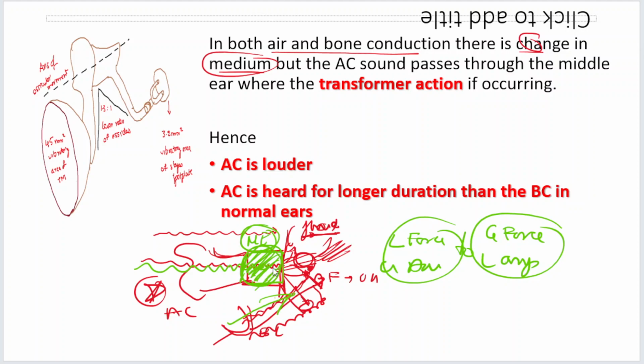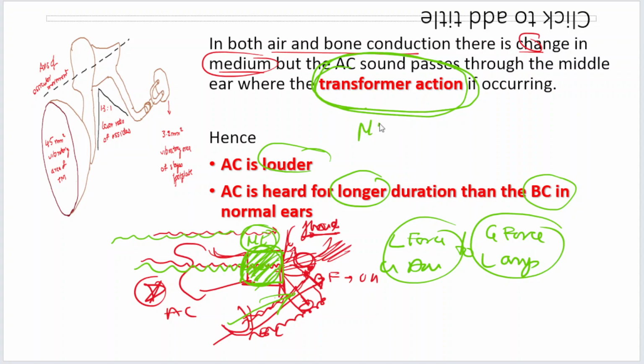So because of this, the sound that is coming through the air conduction pathway is heard louder and longer compared to the bone conduction, only because of the transformer action of the middle ear. The middle ear transformer action is changing a sound of lesser force and greater amplitude to greater force and lesser amplitude. So that is why air conduction is louder. Air conduction is heard longer than bone conduction. And air conduction is what we usually use in our day-to-day things.